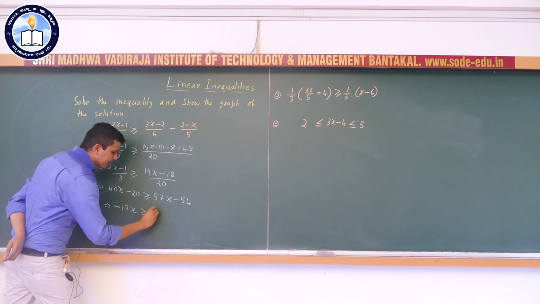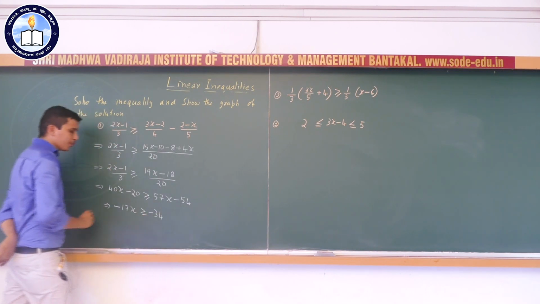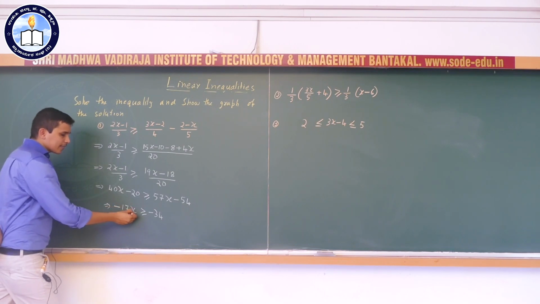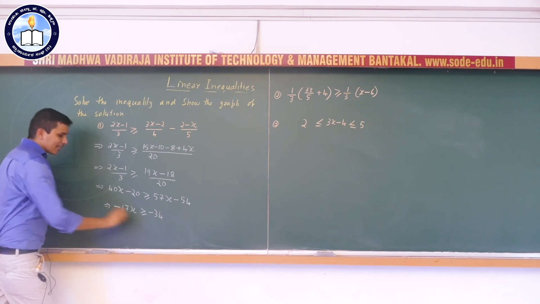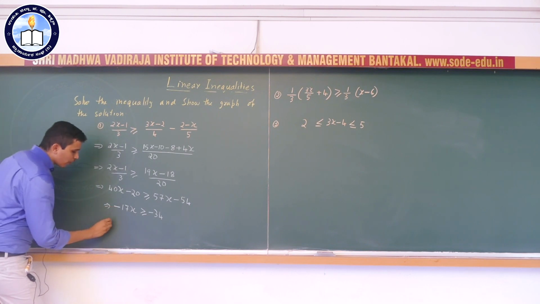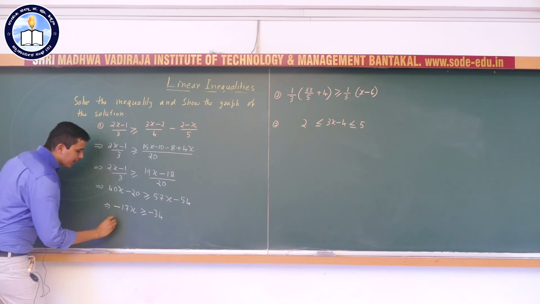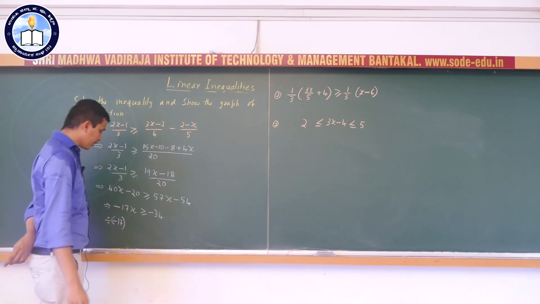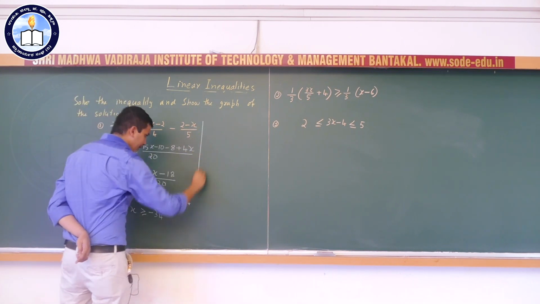So here it is minus 34. And once again, minus 30. Okay, 17x is there, I don't want minus 17x, I want it as x here. So what should I do? I need to divide both the sides by minus 17. When it comes to dividing or multiplying by a negative number, you should be careful, right? So what should I write here?